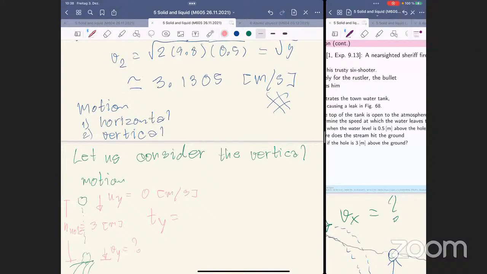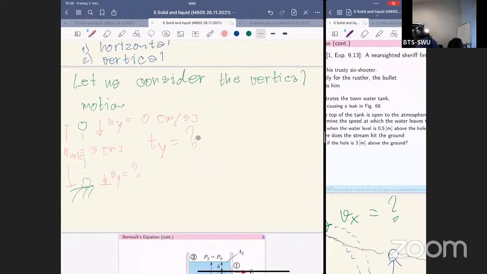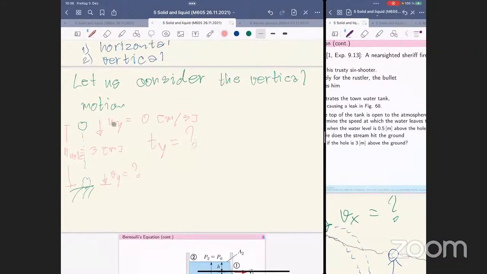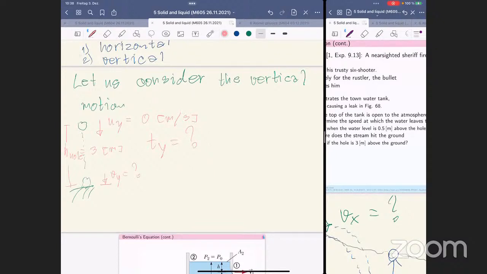Okay, let's go again with our story. We want to know ty, the time consumed along the vertical motion, right? We know the initial speed. We don't know the final speed. We know the distance along the y-axis in the vertical motion, right?